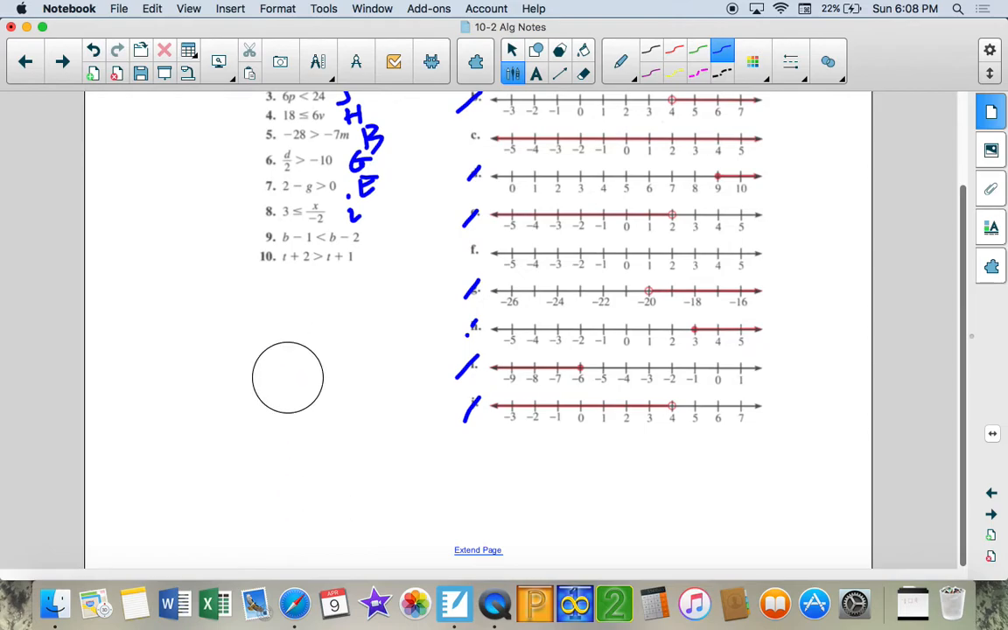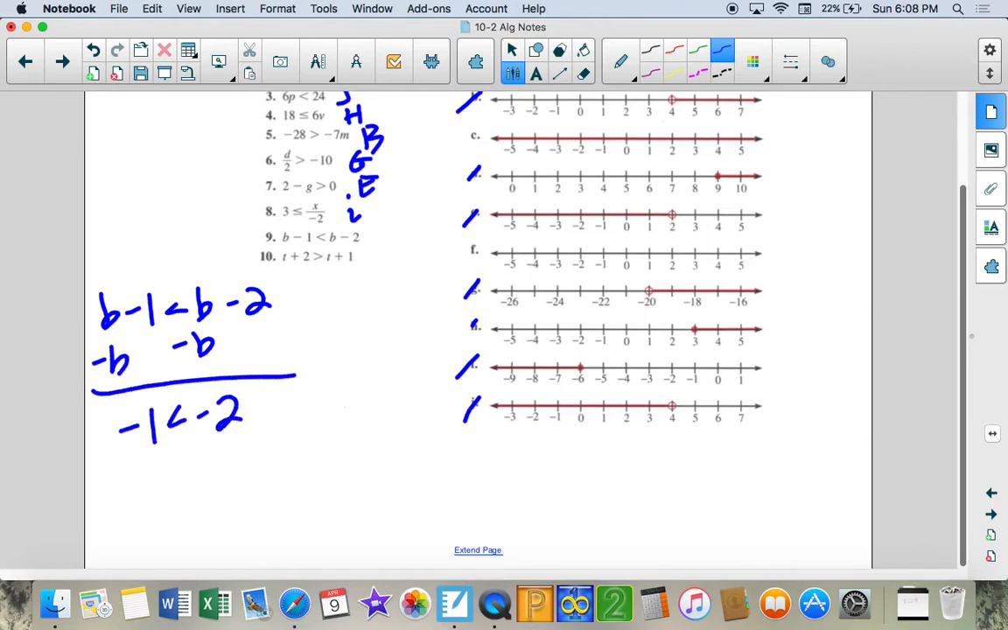These last two are good because they happen about 1% of the time. We have b minus 1 is less than b minus 2. We're going to subtract b from both sides. Notice that the variables cancel, and it produces a true or false statement. Negative 1 is less than negative 2. That is a false statement, so it's going to be no solution. So when variables cancel, two things can happen. You can have a true statement, or you can have a false statement. In this case, it's a false statement, so there are no solutions, and that would be F.